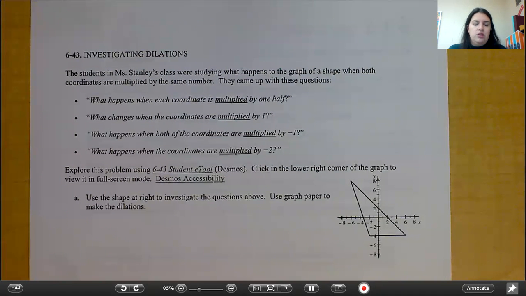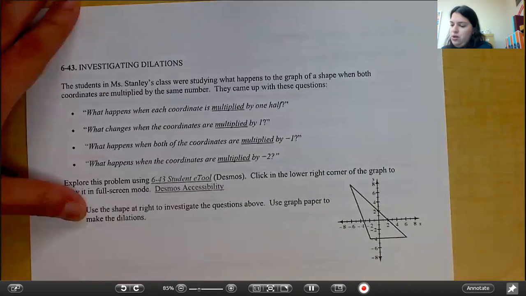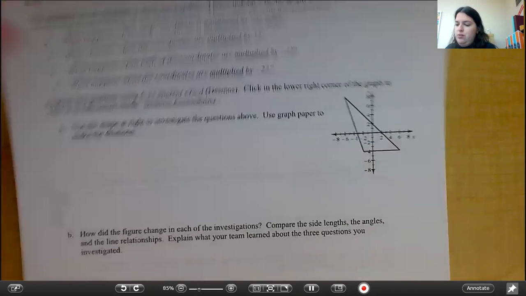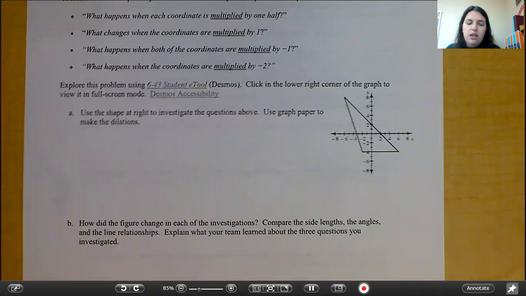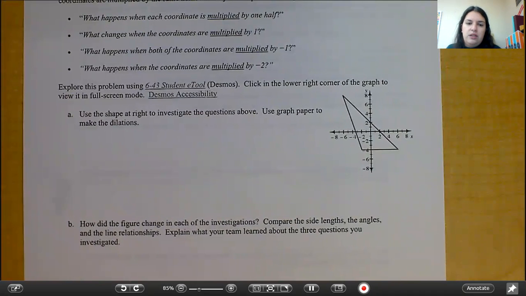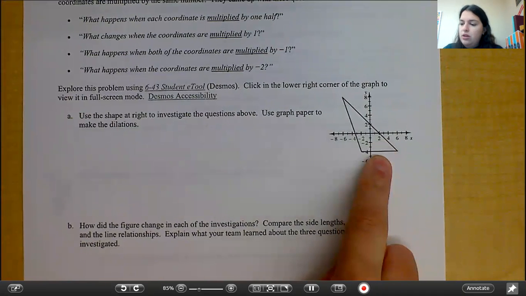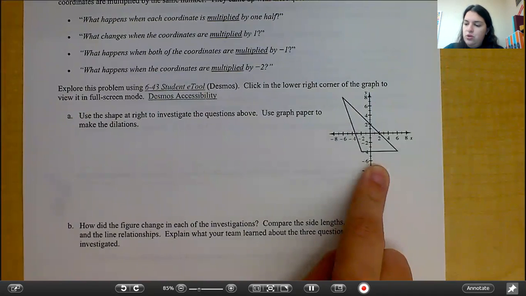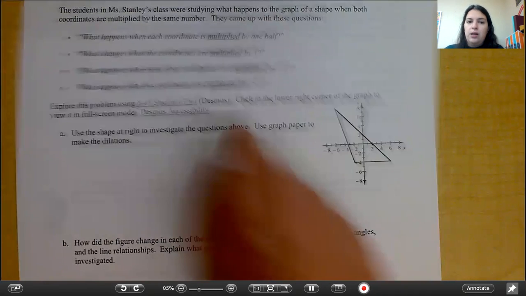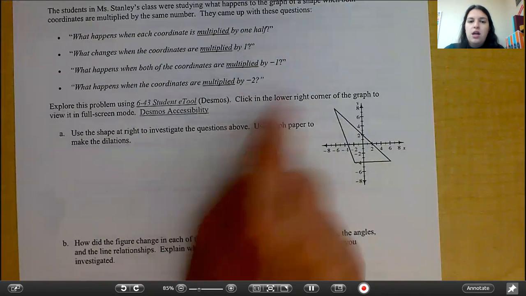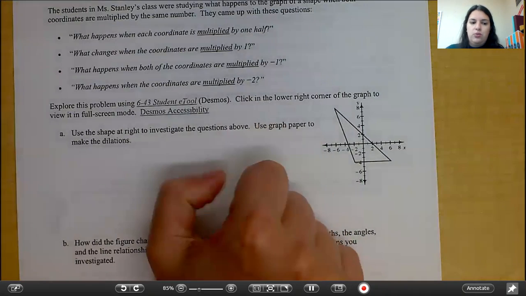Explore this problem using the 643 Student E-Tool. Click on the lower right corner of the graph to view in full screen mode. Okay, so we're not actually going to use the E-Tool. You are going to be graphing this. A, use your shape at right to investigate the questions above. Use graph paper to make the dilation. So you're going to copy down this shape on your graph paper, and then you are going to do each of these dilations. I recommend doing each of these in a different color and putting a little key over here so you know which one is which.